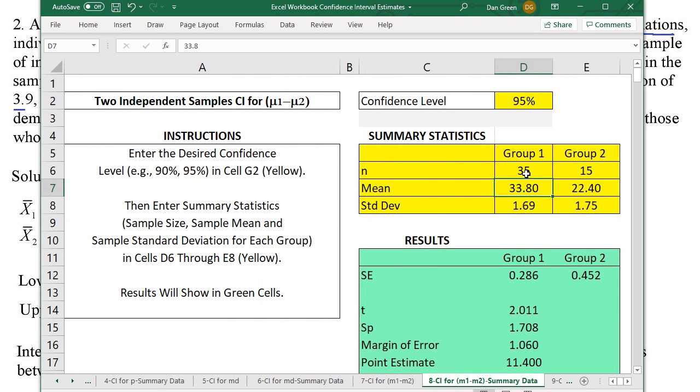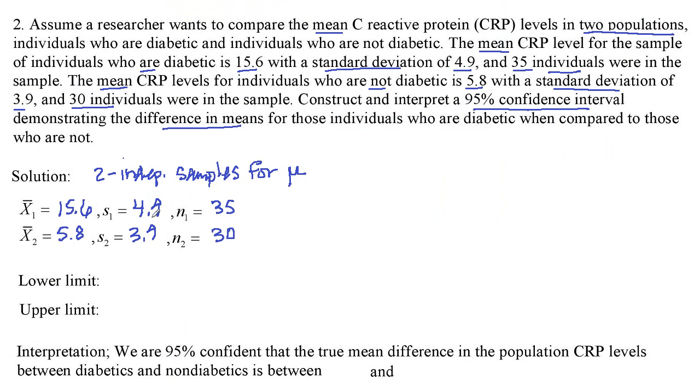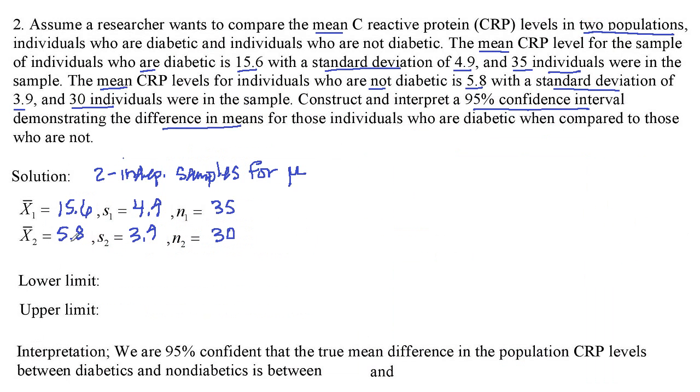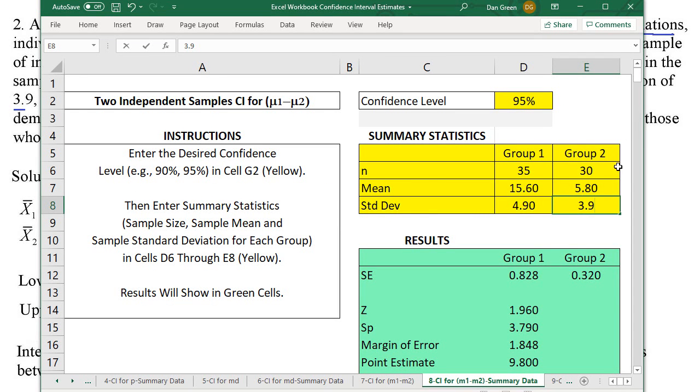So now we'll go ahead and enter in our sample sizes here. So that first sample was size 35. The mean was 15.6. And then the standard deviation was 4.9. And then our second sample was size 30. The mean was 5.8. And then the standard deviation was 3.9. So with that information, press enter there, update the calculation.